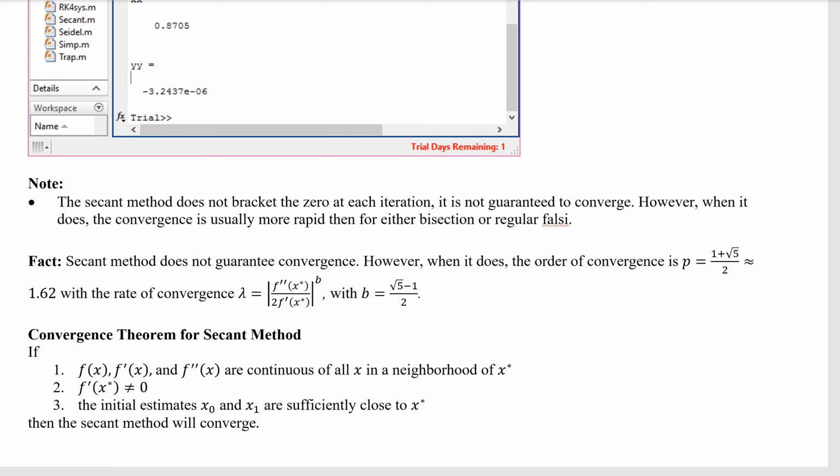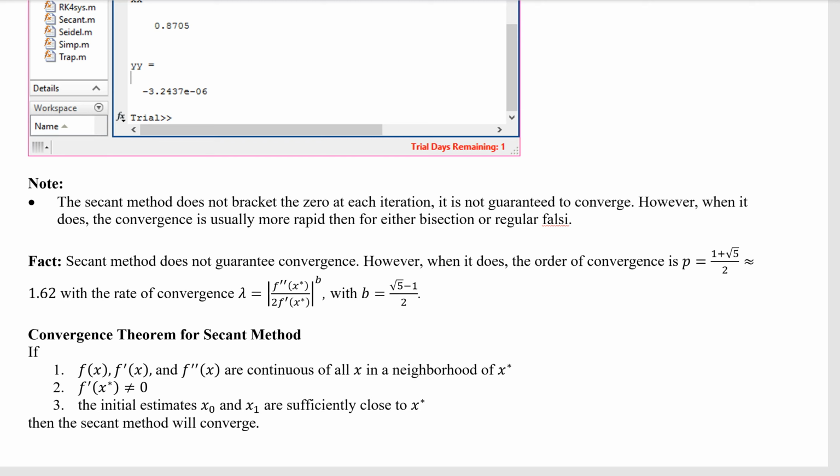For the secant method, we don't need to decide the subinterval. We just use the previous 2 points to construct the next point. The formula of the secant method and the regula falsi method is very similar, but the choice of points is different. The secant method does not bracket the zero, so we don't guarantee convergence. But if it converges, the order of convergence is close to 1.62, which is bigger than 1, so it converges faster than the regula falsi method and the bisection method.